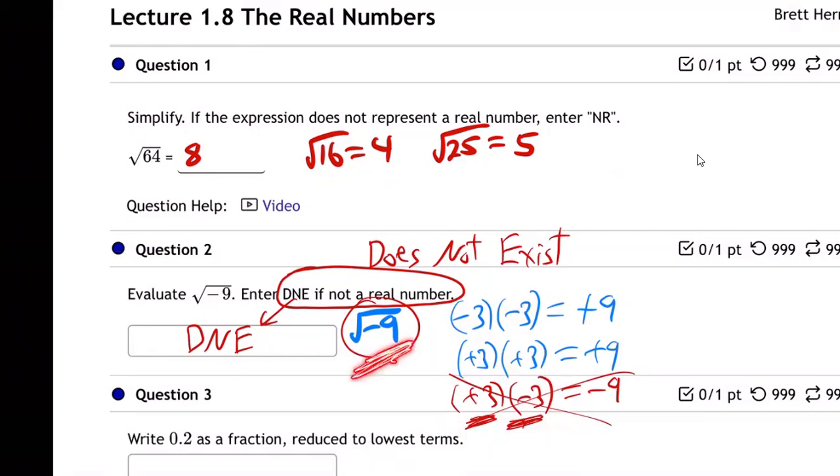So you can't take the square root of a negative number. If you do it on your calculator, it'll give you an error. You can try it on your calculator. It'll just say error. So there's no number times itself that comes out negative. So the square root of a negative number is D-N-E, does not exist. The square root of a positive number, that's easier. Just, what times itself is 64, 8, or what times itself is 16, 4, etc. There we go.